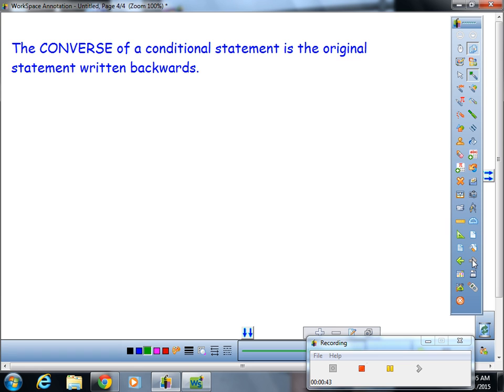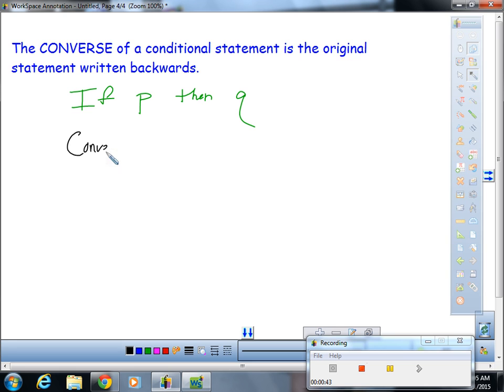All right, couple more slides. So, the converse of a conditional statement is the original statement written backwards. Remember, converse makes shoes. Shoes can run backwards. So the converse is the statement written backwards. So if they say, write the converse to if P, then Q, the converse would be written if Q, then P. That is your brief introduction into 1-6.